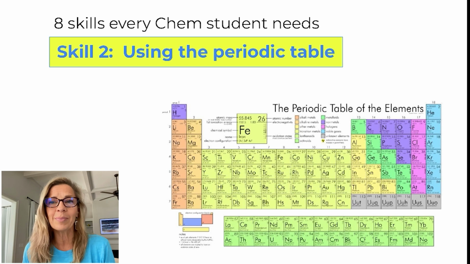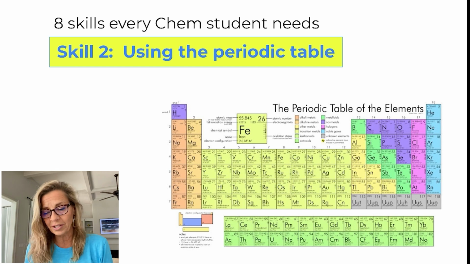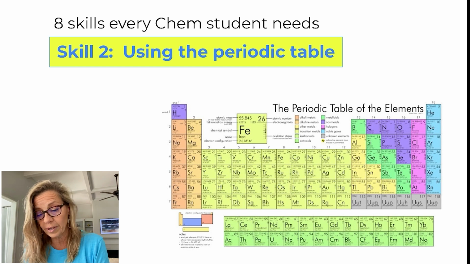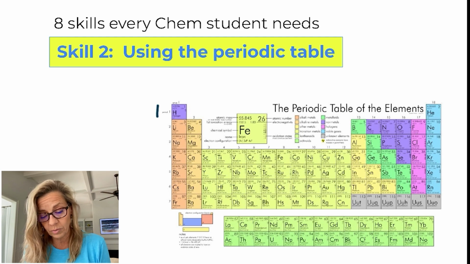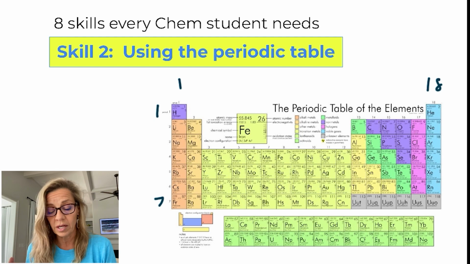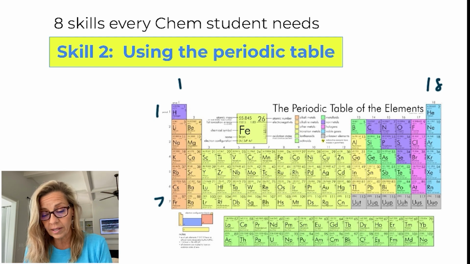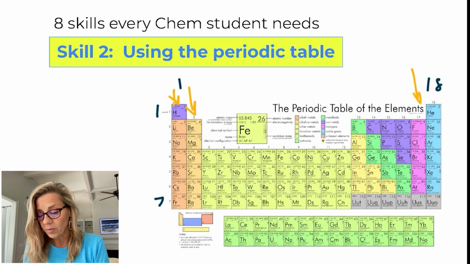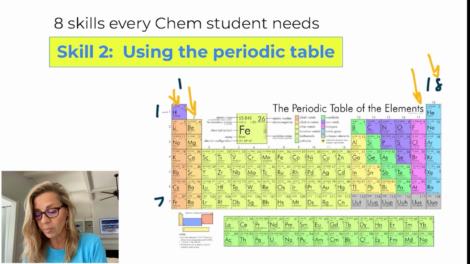Next, the periodic table. It is loaded with information. So let's look at some of the things that you can determine. First of all, you've got the periods. We've got 1 through 7, and they're often labeled down the side. Then you have the groups, 1 to 18. Some of the groups have special names. We've got the alkali metals would be the first group. Then the alkaline earth. Way over here we have halogens, and then noble gases.